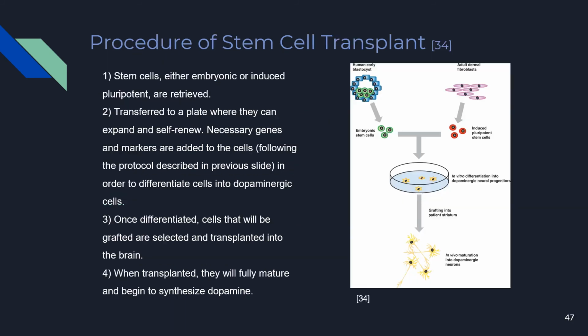This figure depicts a simplified explanation of the process used in stem cell treatment. The stem cell of preference, either embryonic or induced pluripotent, is first retrieved from their respective sources, then transferred to a plate where the cells are left to expand and self-renew. The cells are then enriched and prepared with the necessary genes and markers to differentiate them into dopaminergic neurons. Once differentiation is complete in vitro, cells are selected and transplanted into the patient's brain, where the cells can fully mature and begin to synthesize dopamine and replace what was lost as a result of the disease.